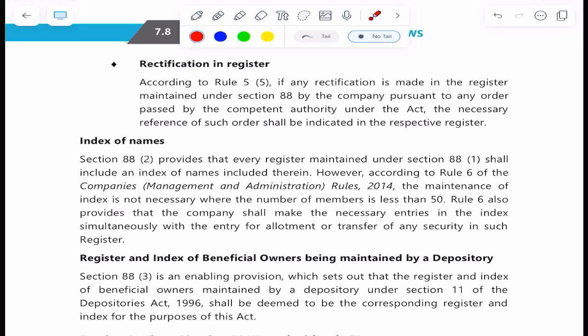Index of names. Section 88(2) provides that every register maintained under Section 88(1) shall include an index of names included therein. However, according to Rule 6 of the Companies (Management and Administration) Rules 2014, the maintenance of index is not necessary where the number of members is less than 50. Rule 6 also provides that the company shall make the necessary entries in the index simultaneously with the entry for allotment or transfer of any security in such register.